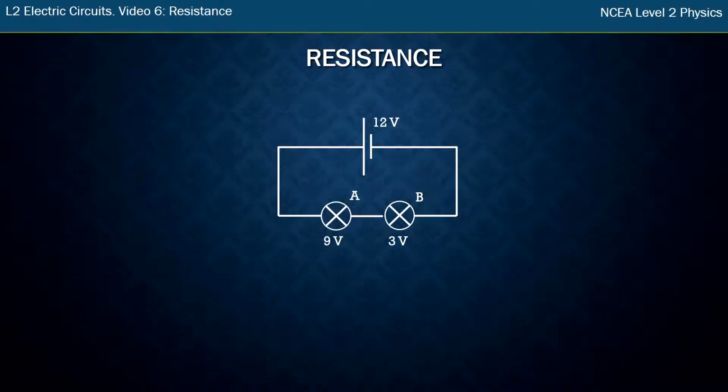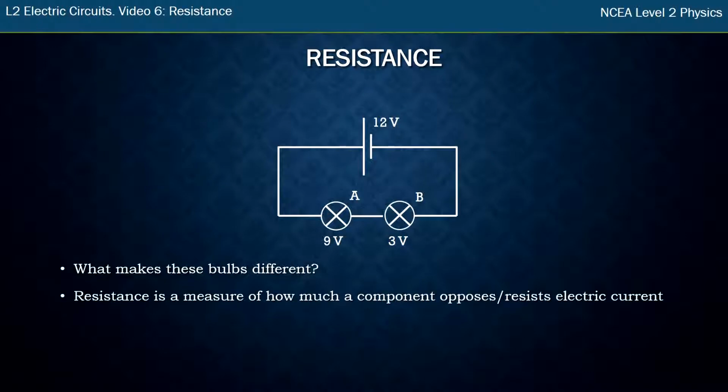Hi, this is Ms. McGovern, and in the sixth video in the electric circuit series I'm going to introduce to you the concept of resistance. So I've got a circuit here, it has two bulbs. The total is 12 volts, but one bulb has 9 volts measured over it and the other bulb has 3 volts measured over it. What makes these bulbs different that they'd measure a different voltage over each?